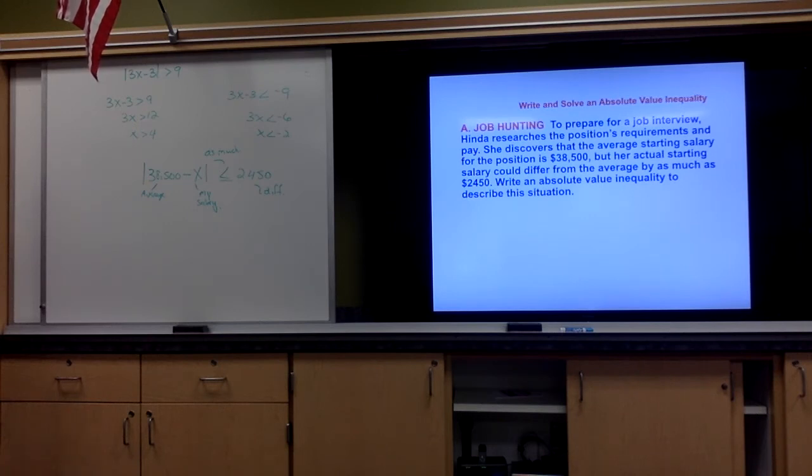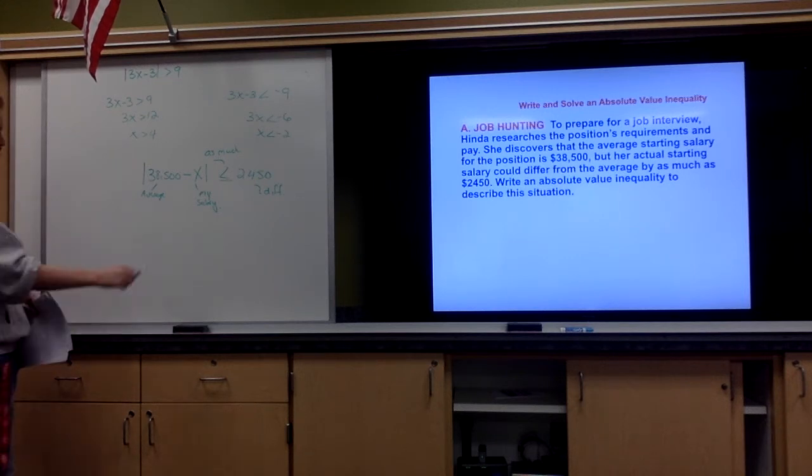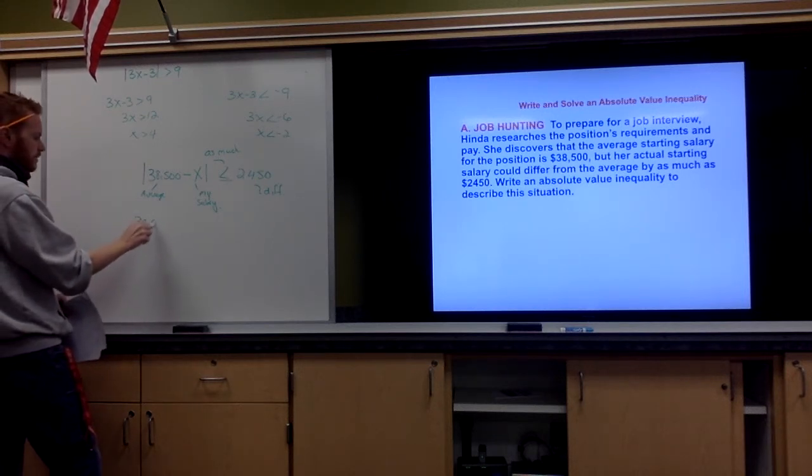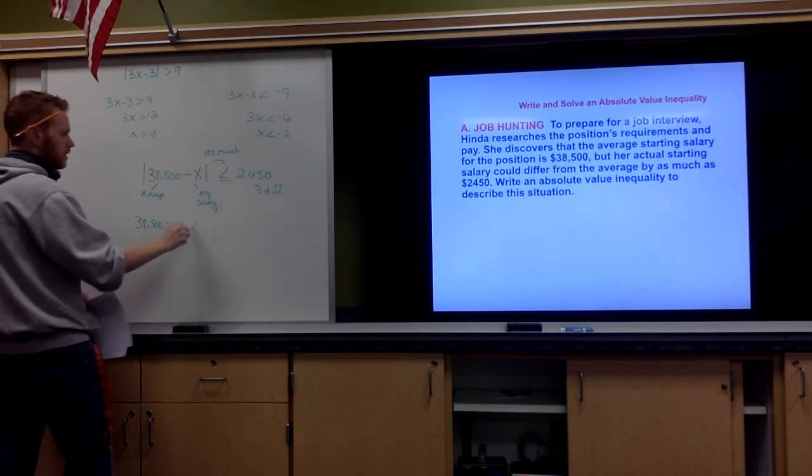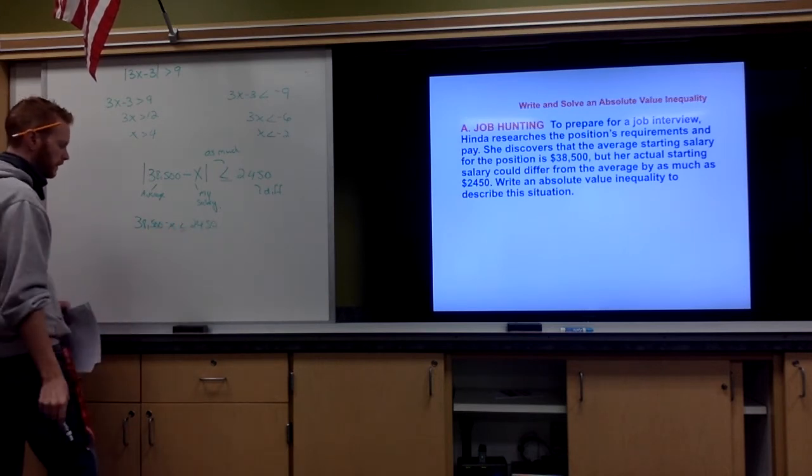Now we just solve it. And we're still going to get the same answer if I added or subtracted the difference to the average, but doing this is pretty important, especially for those who want to start doing some computer programming. You need to know how to do some translation stuff here. Okay. 38,500 minus x less than or equal to 2,450.